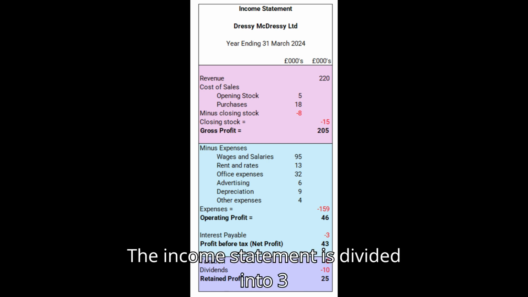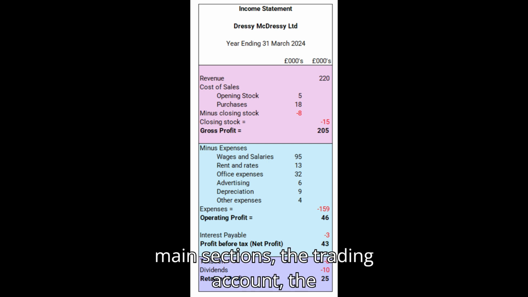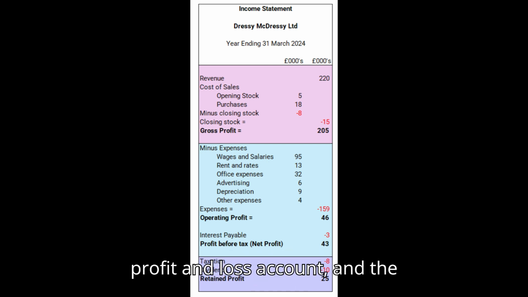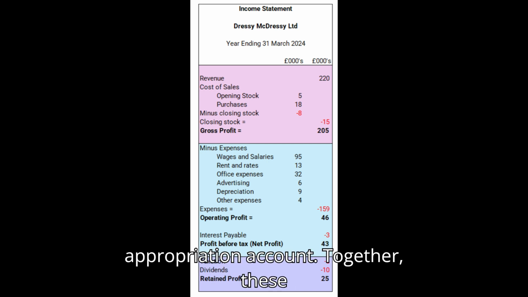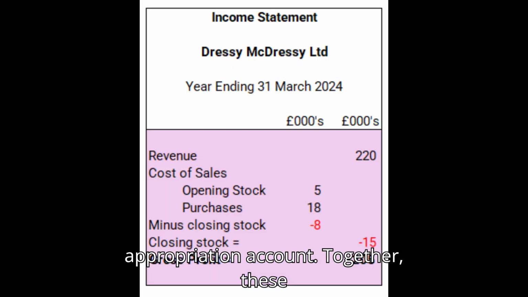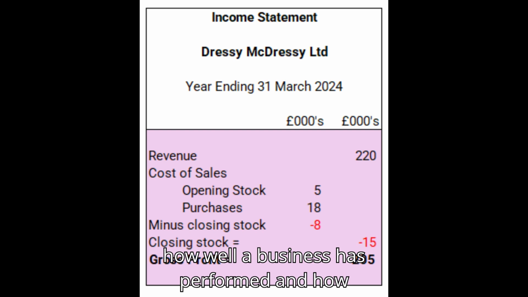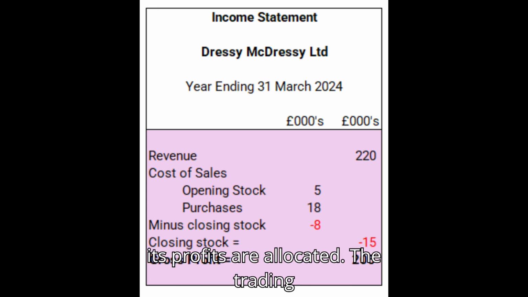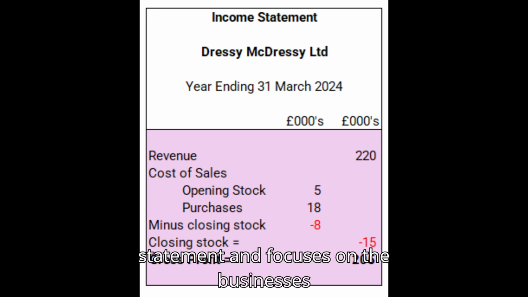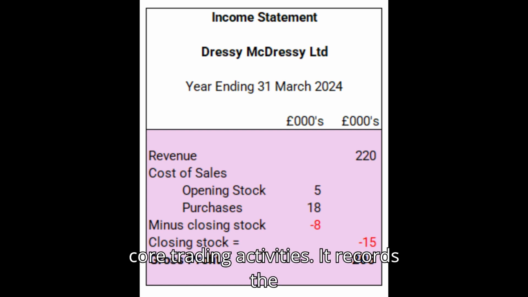The income statement is divided into three main sections: the trading account, the profit and loss account, and the appropriation account. Together, these sections offer a comprehensive picture of how well a business has performed and how its profits are allocated. The trading account is the first part of the income statement and focuses on the business's core trading activities.